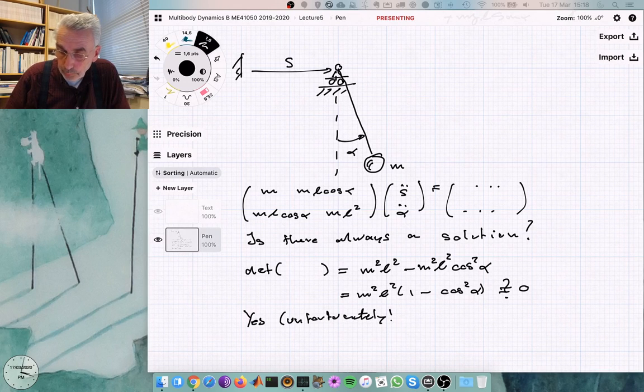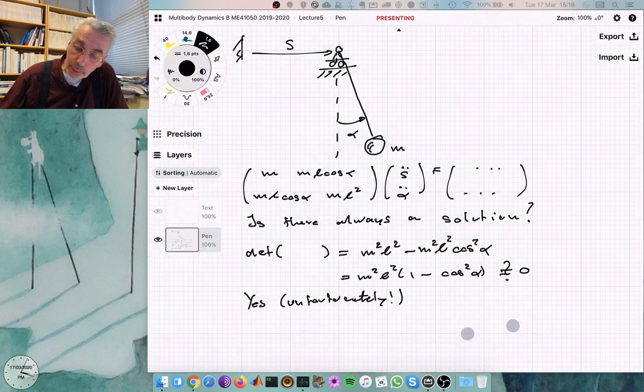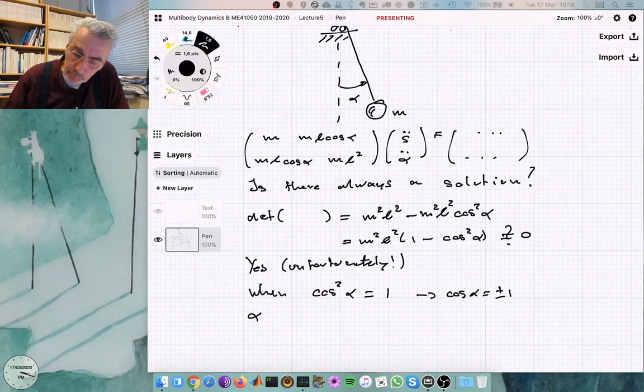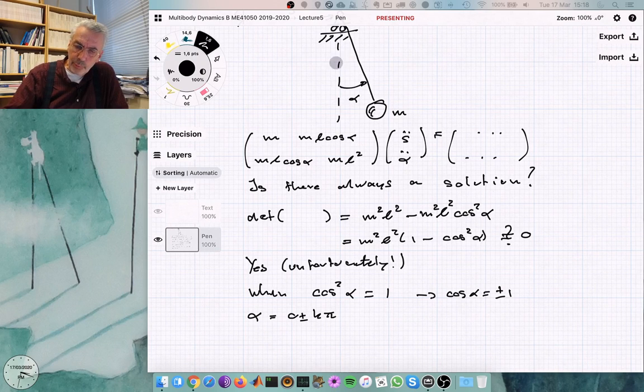Unfortunately, it can be zero. And how can it be zero? Well, when this cosine squared alpha is 1, or in other words, when cosine alpha is plus or minus 1, or in other words, when alpha is 0 plus or minus k times pi. And that looks a bit strange. So in the case where the angle is 0, so in the vertical case, there is no unique solution.